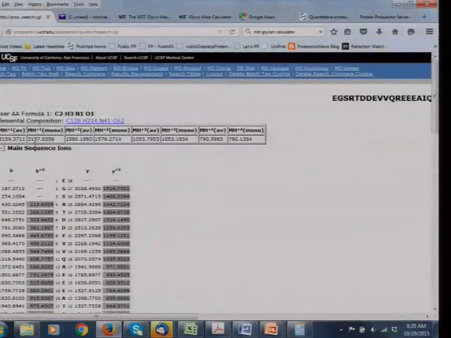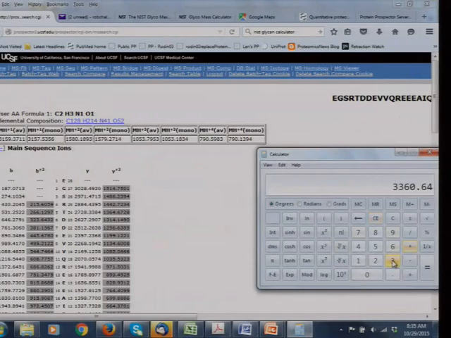And the mass of the peptide alone is 3,157. 3360 minus 3157 is 203. So that's just got a single HexNAc on it.